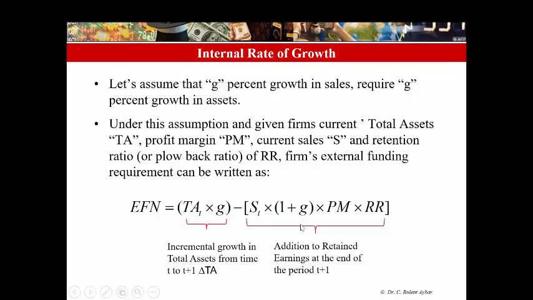So this simply sets up the equation in this form. And if we target a level of sales growth where we will not need any external funding, we can set this equation to 0 and solve it for G to figure out the extent of growth that we can achieve in sales without resorting to any type of external financing.